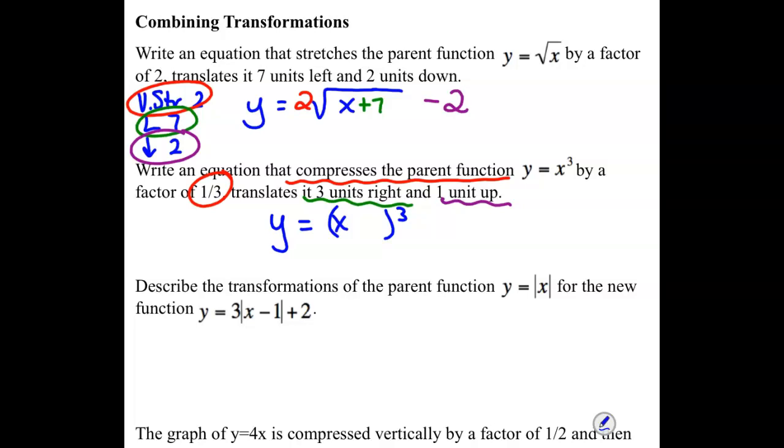Notice I left a little space there because we're going to add some numbers in here. If we want to compress the parent function by a factor of 1/3, then we need to have a 1/3 in front of our function. If we're going to translate it 3 units to the right, we're actually going to have x minus 3. That negative sign, if you want to think of it as kind of being built into your equation, and then put your 3 in as you move right 3. And then to shift it 1 unit up, on the outside at the end here, we would want a plus 1.